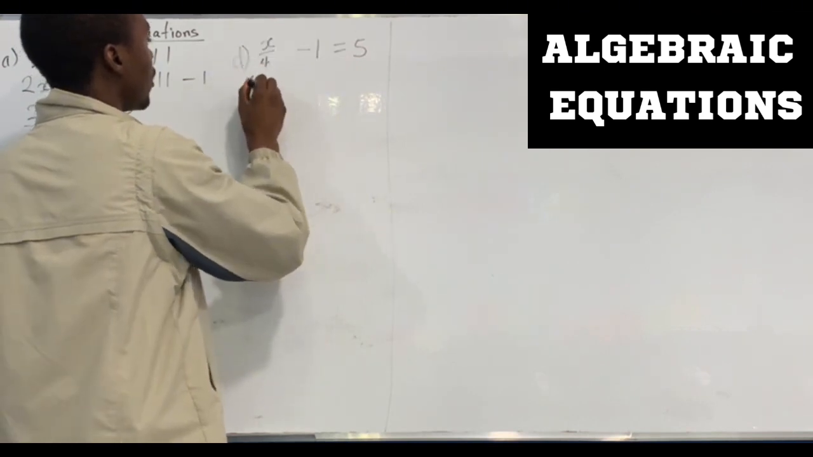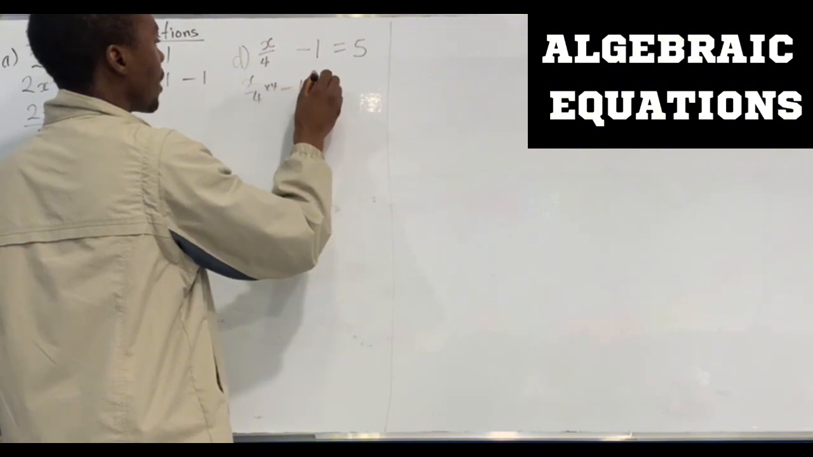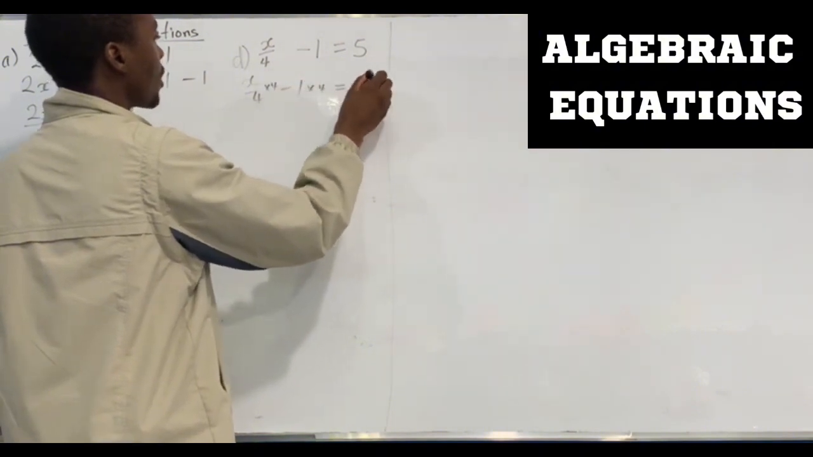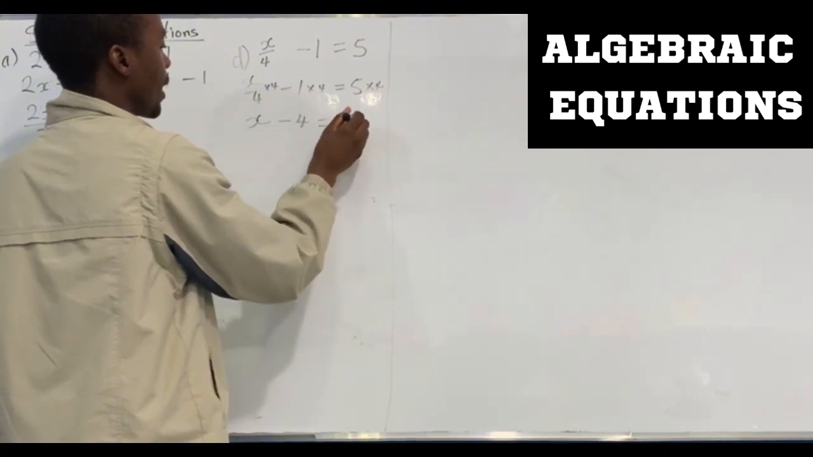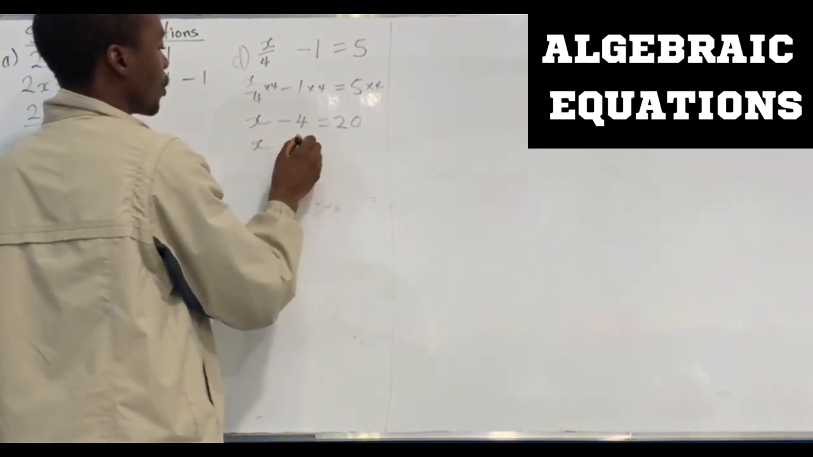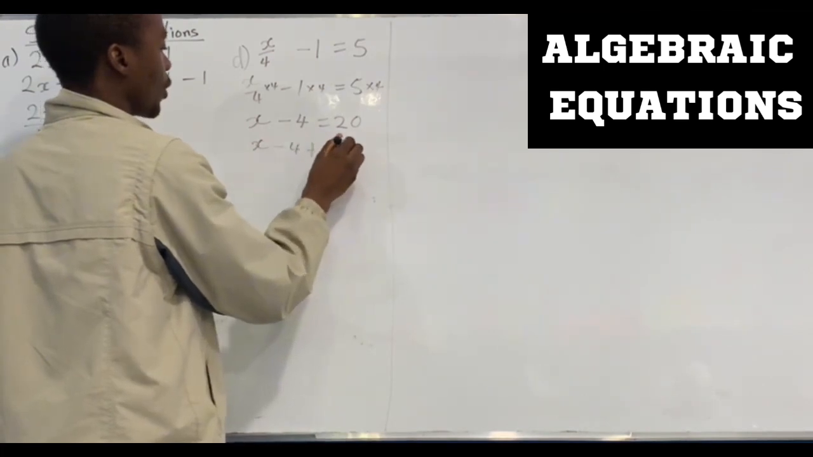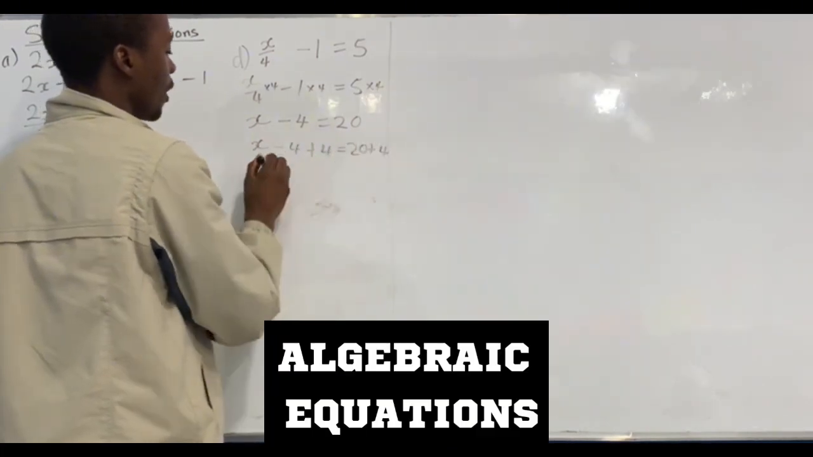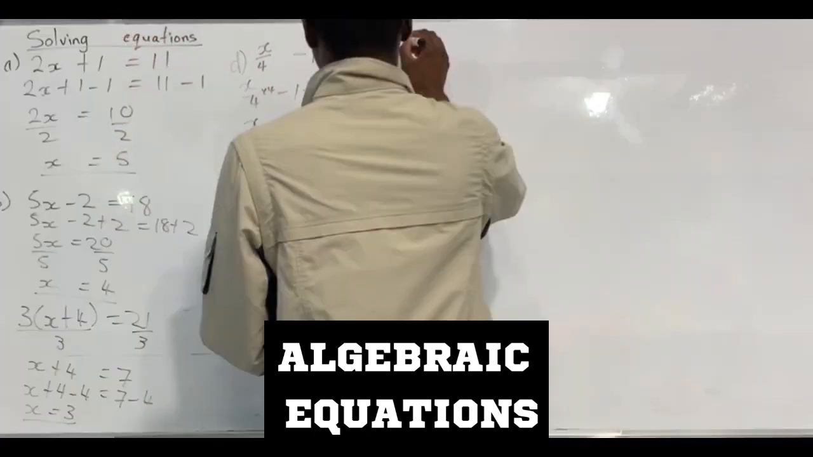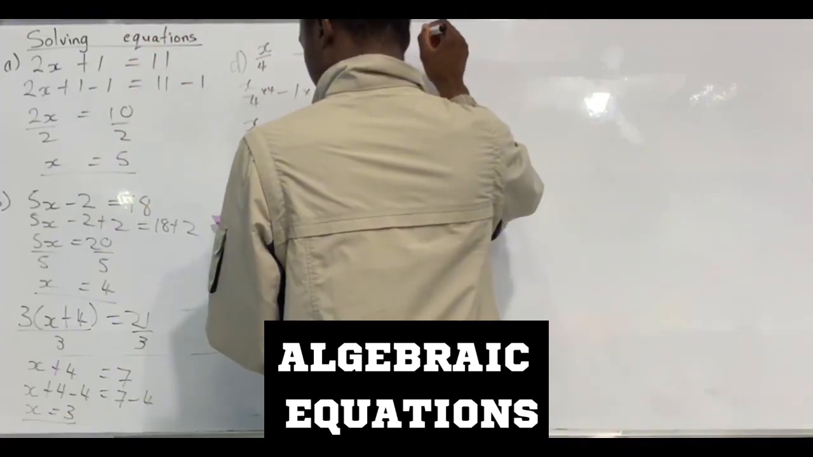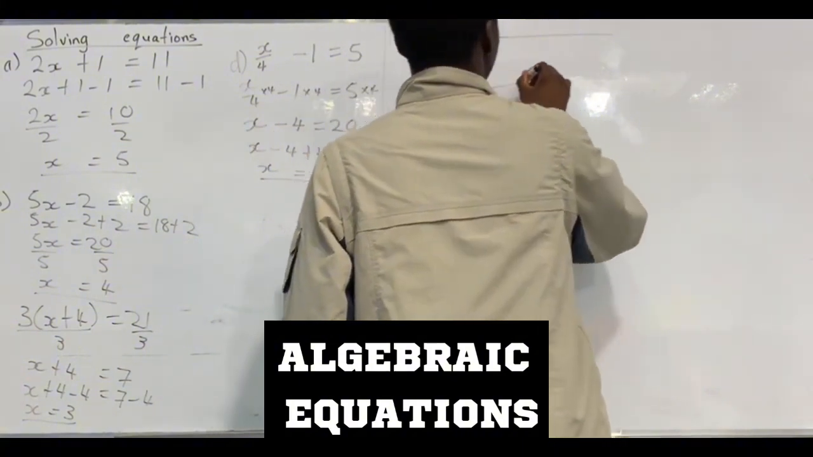So here what we'll do, we'll write x divided by 4 times 4 minus 1 times 4 is equal to 5 times 4. Take note that we did the same thing to everything so that it remains equal. So it will be x minus 4 equals 20, and then our x is equal to 20 plus 4, and then x is equal to 24. Alright, that's fair enough. I hope you are following and not having problems.